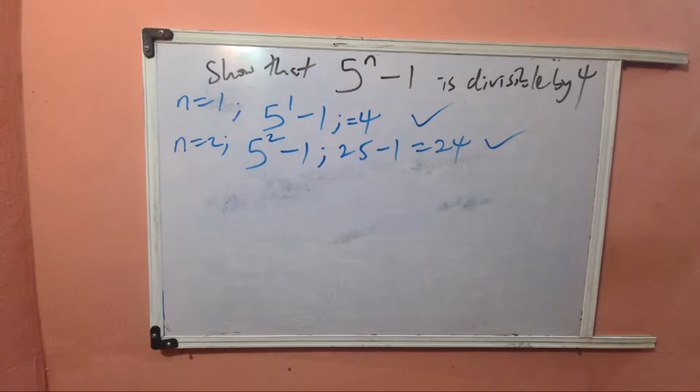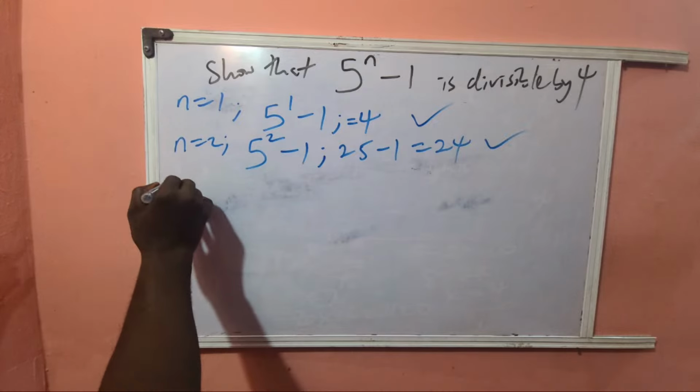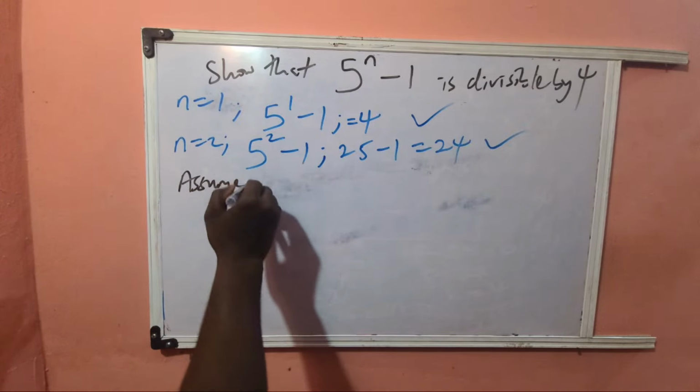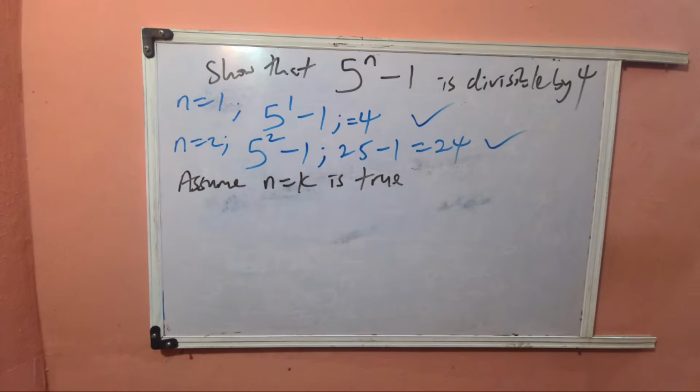All right. Now, the next thing, we go to our inductive hypothesis. In our inductive hypothesis, we're going to assume that when n was k, it is going to work also. This is where you need to pay attention. So assume that n equals k is true. How are we going to show that? Please pay attention. If it is true, what's going to happen?